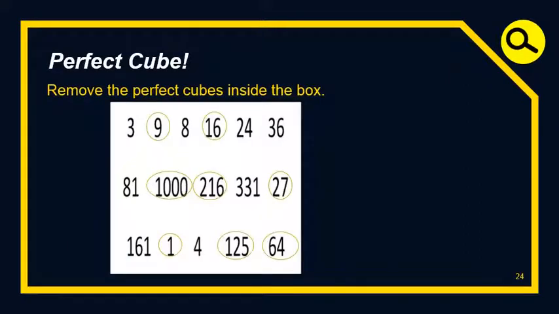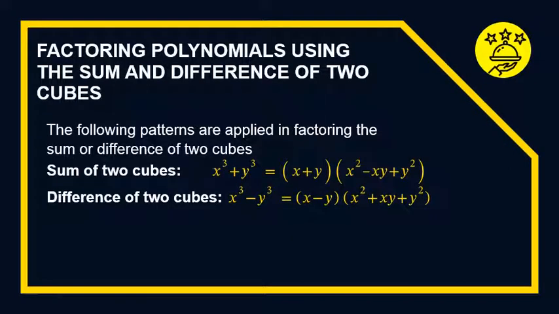To identify the perfect cube, you're going to find the cube root of each number. Factoring polynomials using the sum and difference of two cubes. We can determine if a binomial can be factored as a sum or difference of two cubes if the polynomial satisfies these two conditions. First, it is a binomial. Second, each term is a cube.